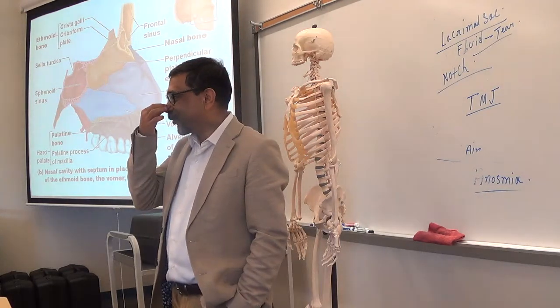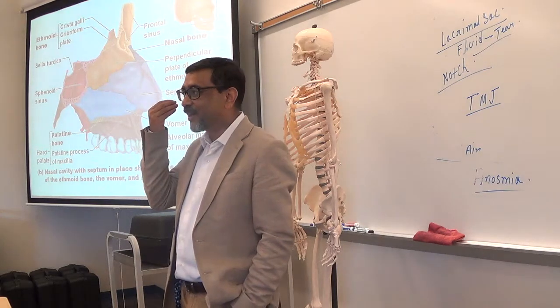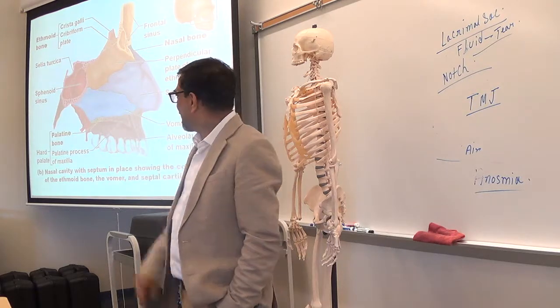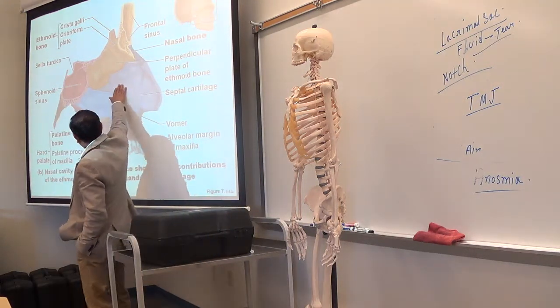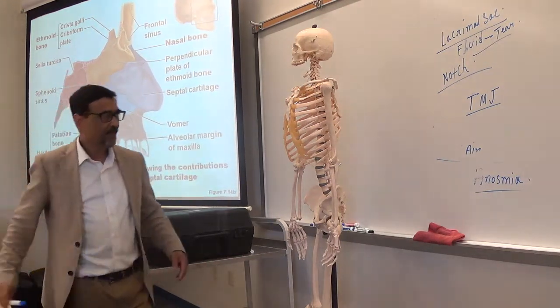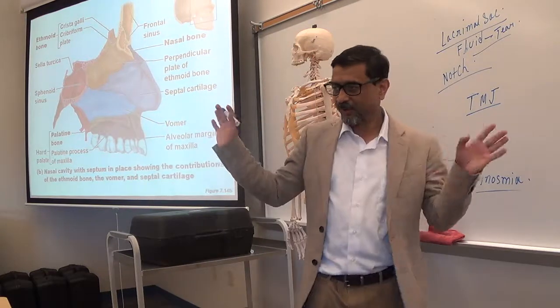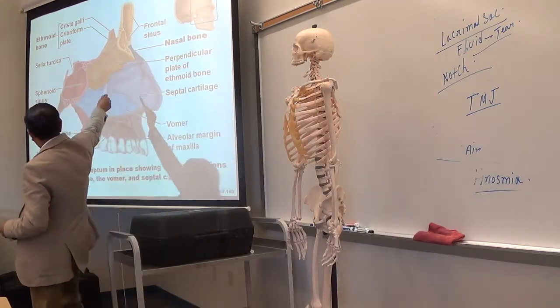Cartilaginous part I can move, you see? But back part is what? Bony part. That is hard, I cannot move. So this is the cartilaginous part of the nasal septum, which is hyaline cartilage. Just know that cartilaginous part, the front. And the bony part is this part.